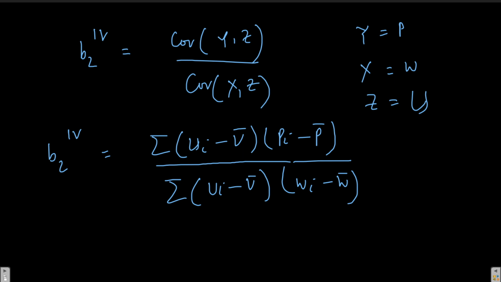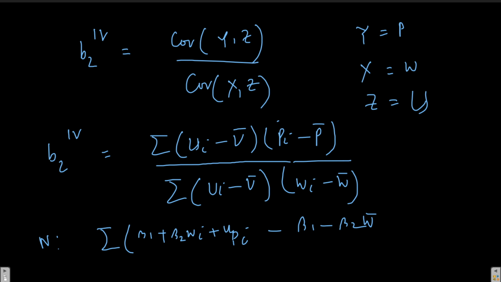Now we can expand it, and if I substitute the value of this Pi minus P bar, what I'll get is this. Let me write down the numerator only. The numerator is going to be the summation of, so basically let's take the Pi minus P bar term first. So beta 1 plus beta 2 Wi plus UPi. For the ith term it is UPi minus beta 1 minus beta 2 W bar minus UP bar, right? And then I have Ui minus U bar.